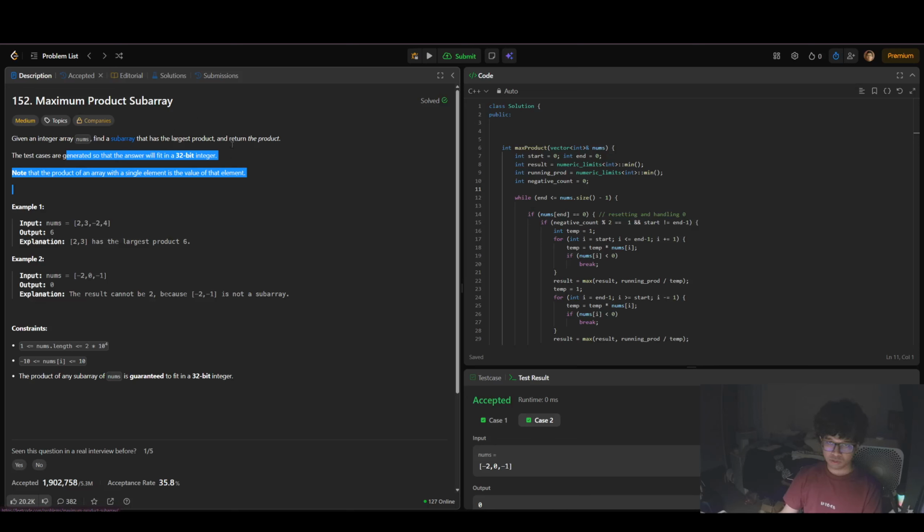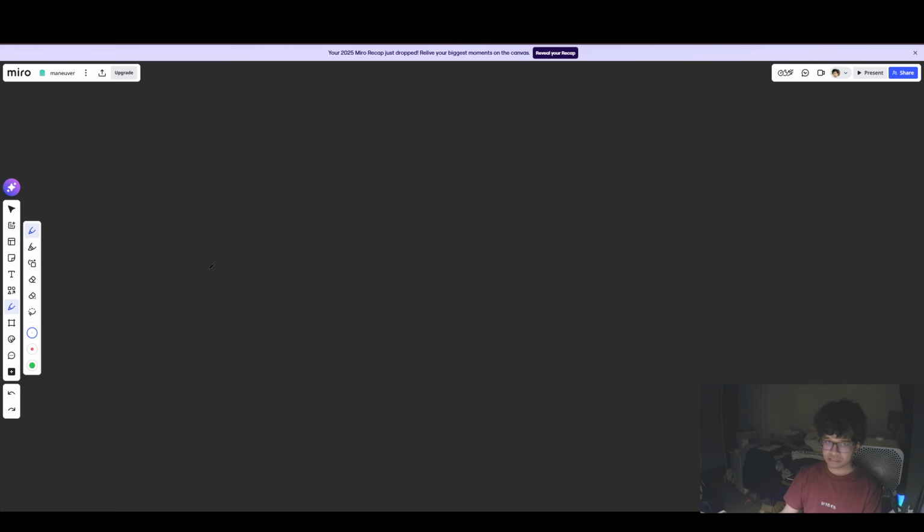So this problem wants us to find the maximum product subarray. What is a maximum product subarray? It is a subarray that has to be contiguous, such that the product is maximum. That's about it. The entire problem actually revolves around two observations.